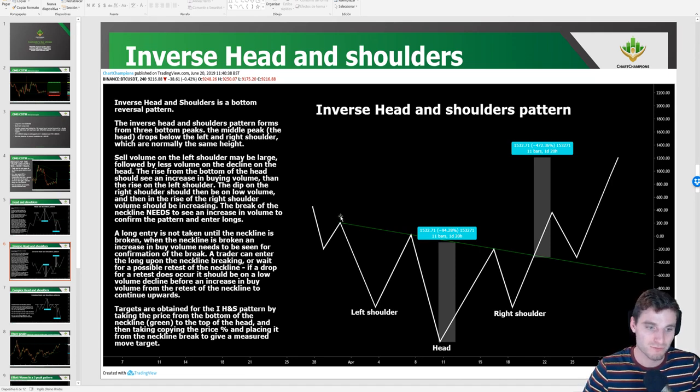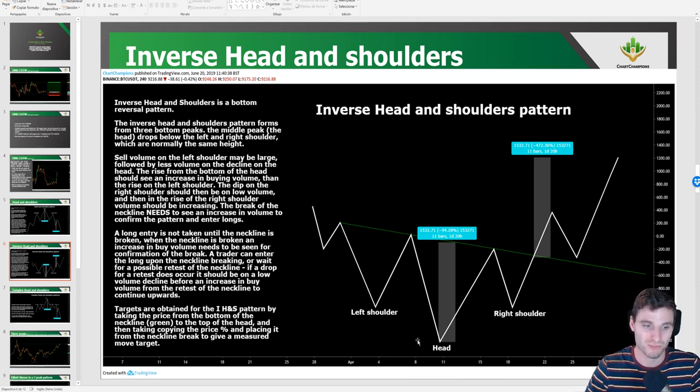Okay, so it's very characteristic, isn't it? You sell off and you get large sell volume here, and then you get decreasing buy volume on the rise. So imagine that head and shoulders that we just went through. It's very much the opposite, pretty much, isn't it? So obviously the rise from the bottom of the head should then, oh sorry, I've missed a step, be followed by less volume on the decline of the head. Okay, so less volume on the decline of the head. This is what I mean here, less bear volume.